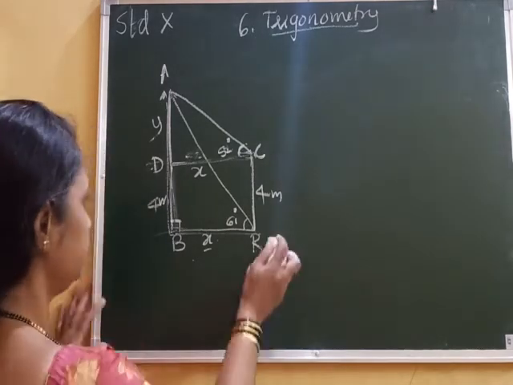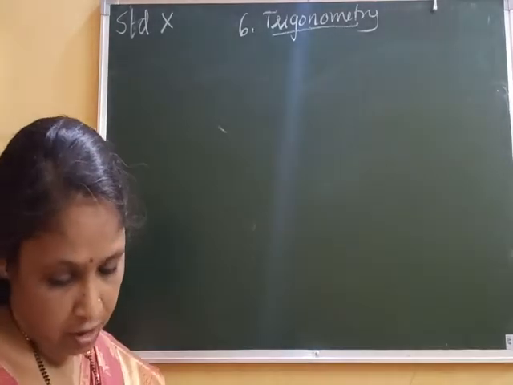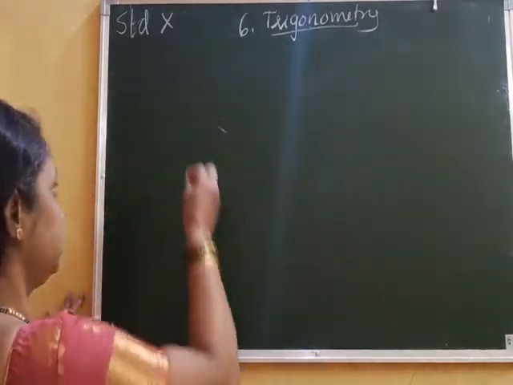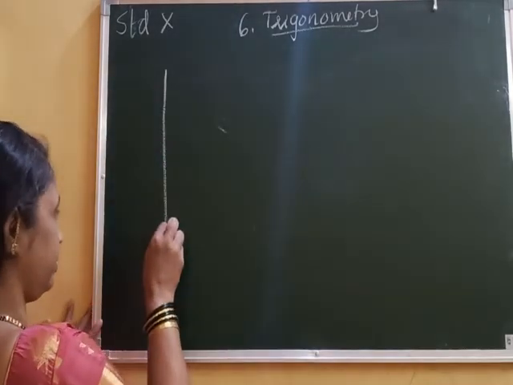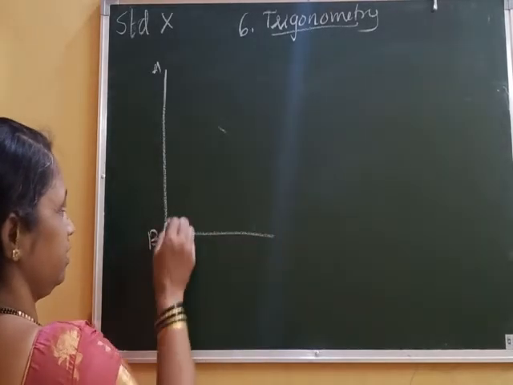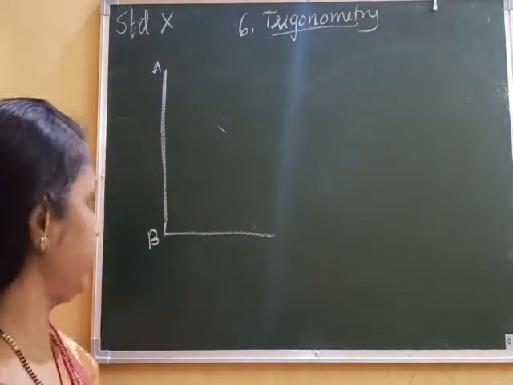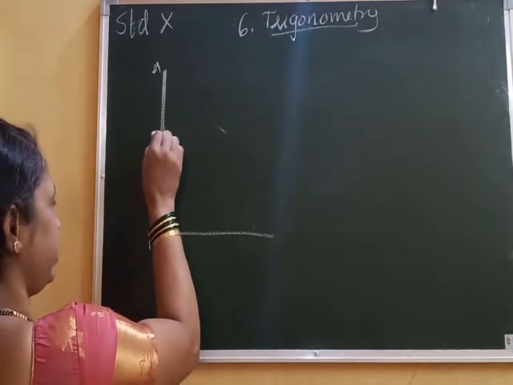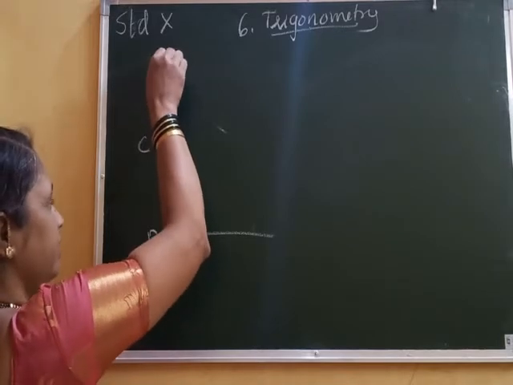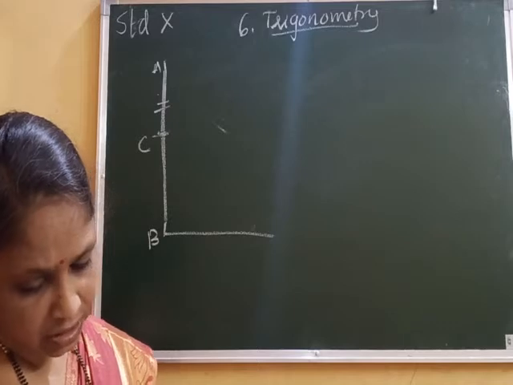Now see, how will we draw this figure? A tree was broken due to the storm. Suppose this is the height of the tree, here A and here we will write B. This is the tree. Now the tree is broken at this point, and this part is broken. The broken part is touching the ground.